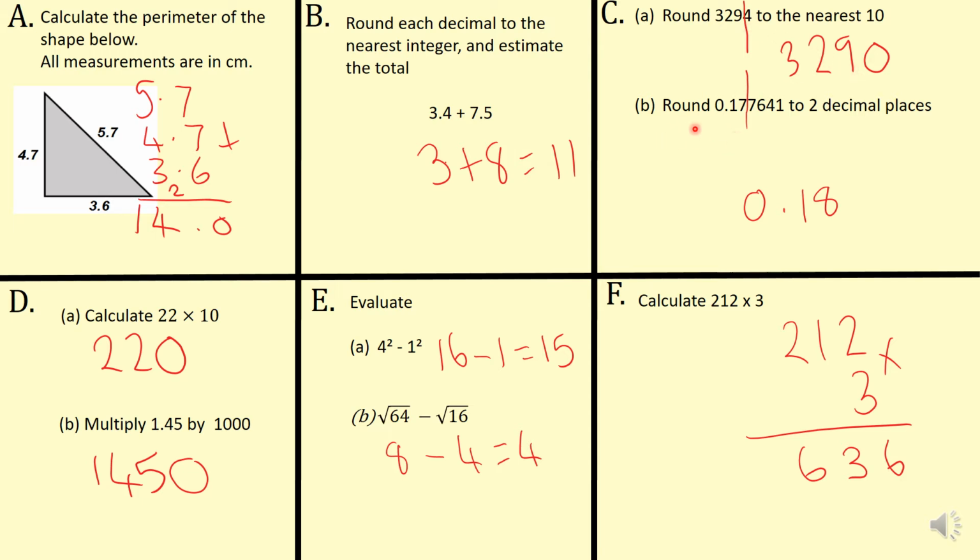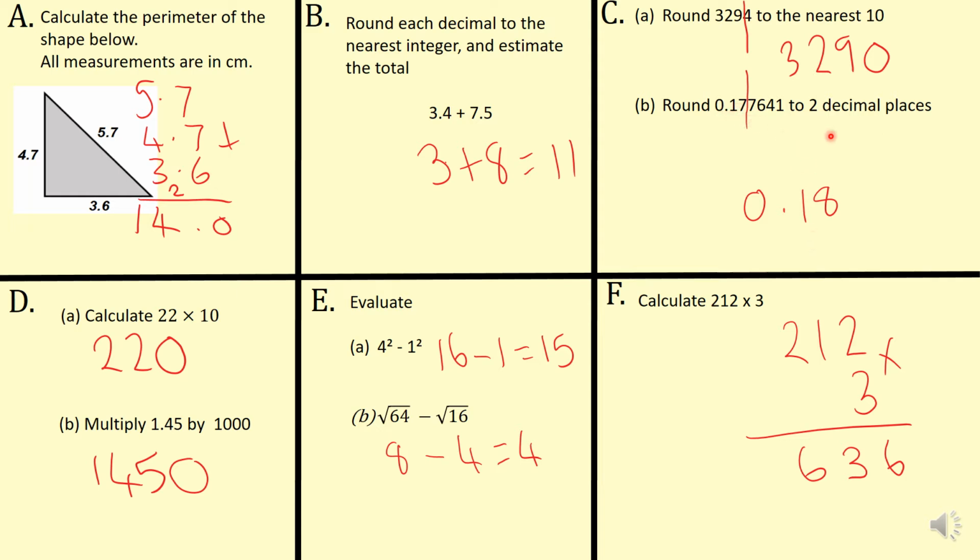Part B, it says round this one to 2 decimal places. So digit after decimal point, they are decimal places. So I have 1 decimal place, 2 decimal places. So I look the number straight after. Because it's more than 5, so I need to round this 7 up. So I have 0.18 and nothing else.